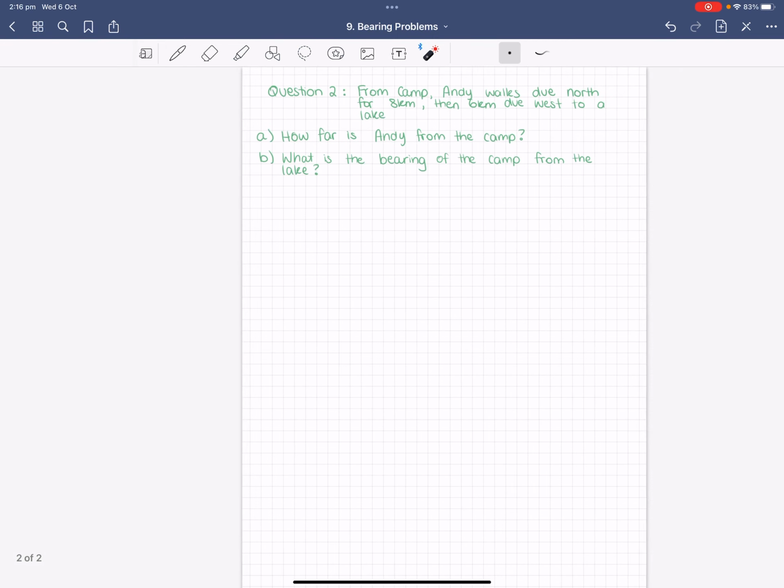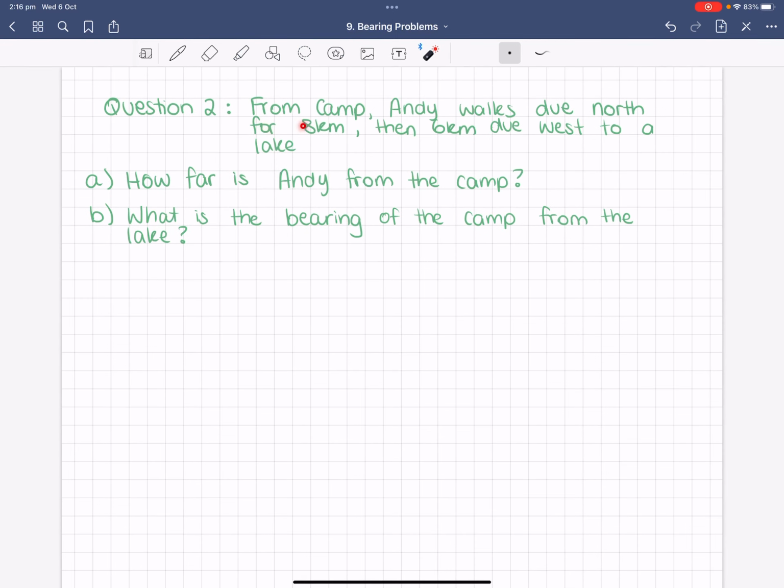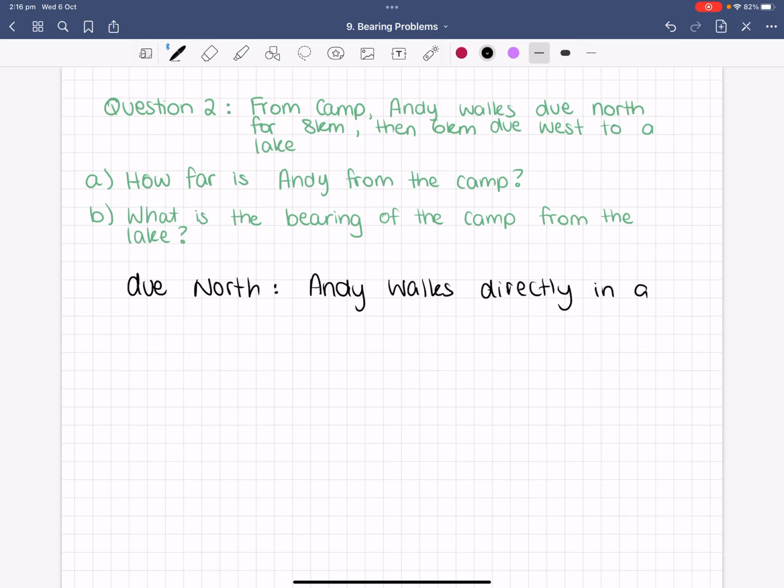Okay, question 2. From camp, Andy walks due north for 8 kilometers and then 6 kilometers due west to a lake. How far is Andy from the camp? When it says due north, what that means is Andy walks pretty much directly, well, bang on, directly in the north direction.